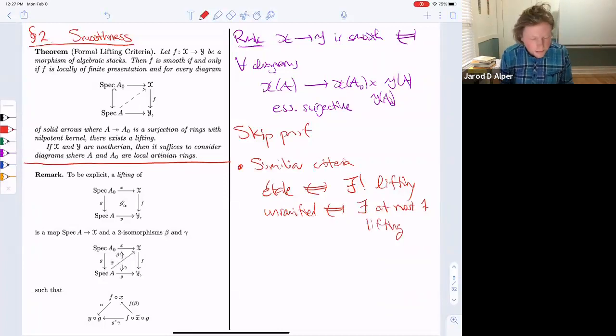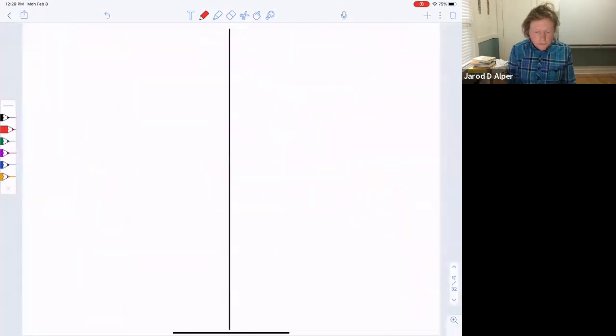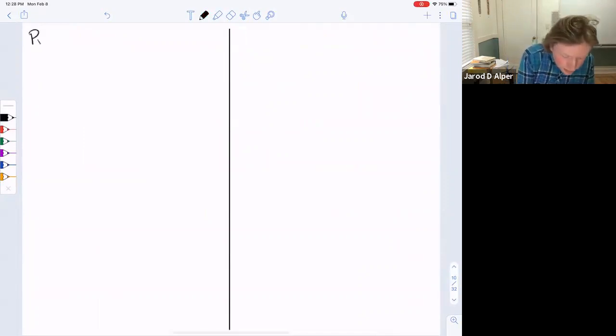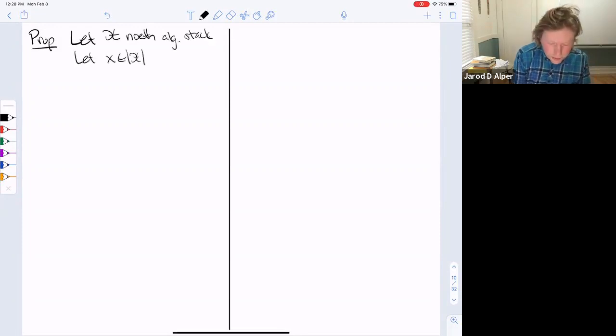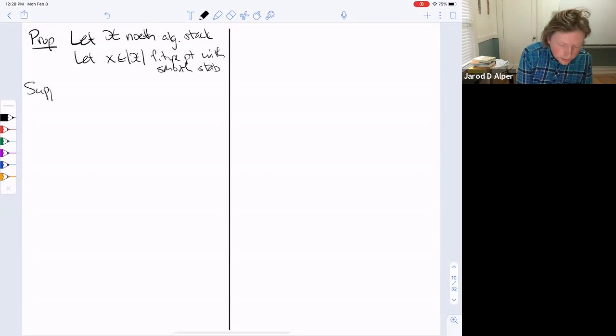Yeah, so rather than going into any of the details of the proof, I'd rather show you how you apply this. We'll get to M_g in a moment, but first I want to revisit this notion of miniversal deformations now that we have the formal lifting criterion. So we'll move on to this page. What I would like to show is the following proposition. We take a Noetherian algebraic stack, and let's take a finite type point with a smooth stabilizer. And suppose we have a Cartesian diagram.